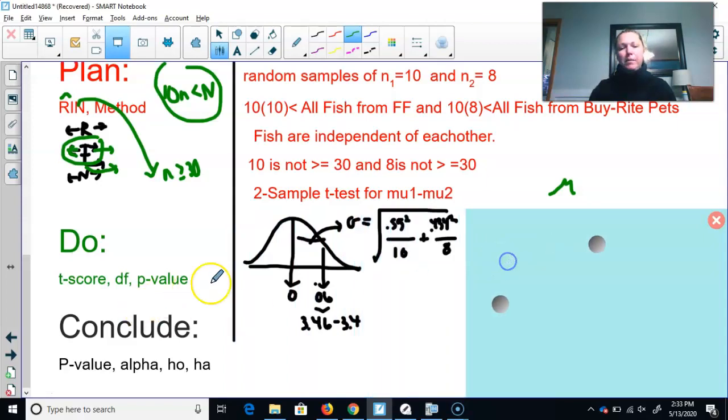So I drew it out. I have my curve, and in the center, I have my parameter. And what do I know about my parameter? I assume that they are the same. And this curve is describing the difference between mu1 minus mu2, right? So this curve is describing that sampling distribution. 0 is the center. Now the standard deviation, how do I remember how to get there?